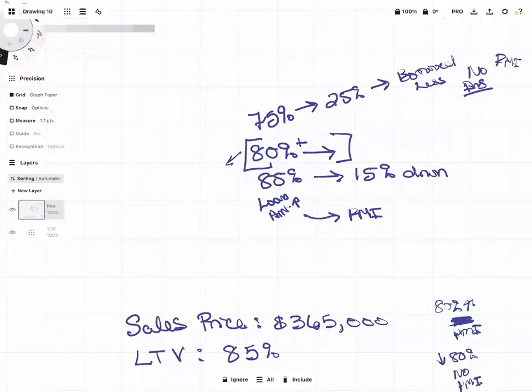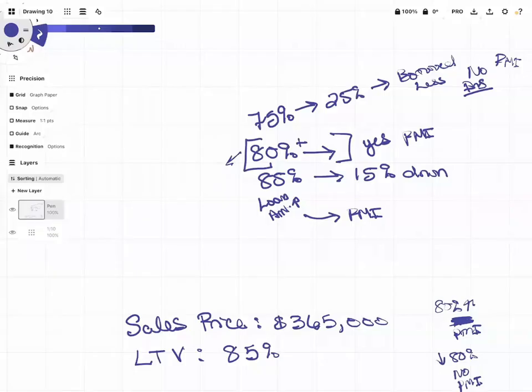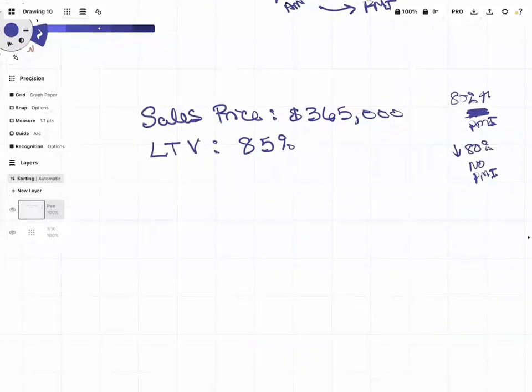Where's my pen? Here we go. Yes to PMI, because the higher the LTV, the more you borrow, you have to pay PMI. The lower the LTV, the less you borrow, and then you're going to have no PMI. Does that make sense? Yeah, it does. All right. So, in general, this person will have to pay PMI, but that's a problem for another day. We don't care.